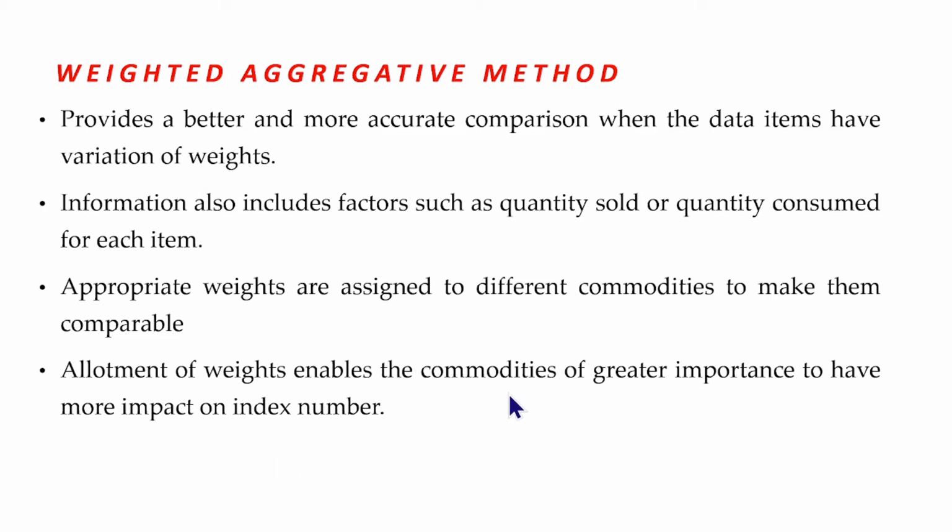So those commodities having higher weights will have greater importance, and accordingly their index number will also show the importance of those commodities with higher weights. Now we will see how to go about with this method.